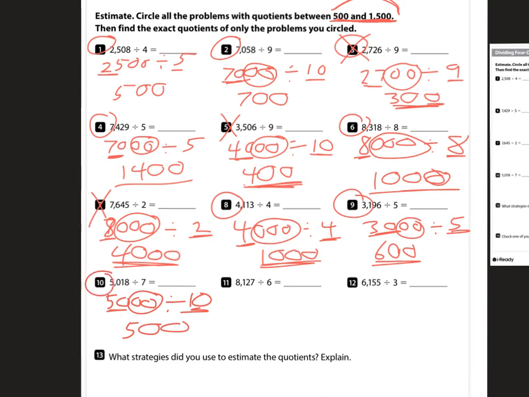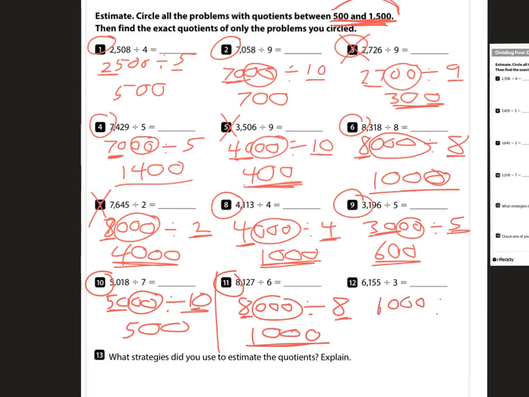Number 11, we have 8,000 divided by, I'm going to put 8 here to make it easy because I know that 8 goes into 8 one time. You have 3 zeros left over, and 1,000 does fall between 500 and 1500, so we will solve that. And the very last one, you have 6,000 divided by 3. 3 goes into 6 2 times. You have 3 zeros left over, and 2,000 is more than 1500, so we will not solve this one.